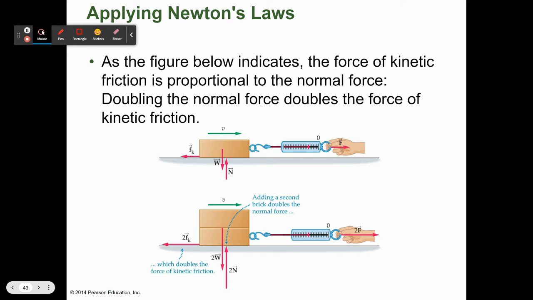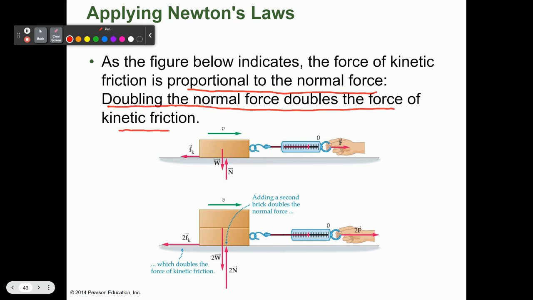So here are some diagrams showing that below. As the figure below indicates, the force of kinetic friction is proportional to the normal force. So if we double the normal force, we double the force of kinetic friction. Okay, so if we look at this, remember the force due to weight and the normal force are equal to each other, but going in opposite directions.